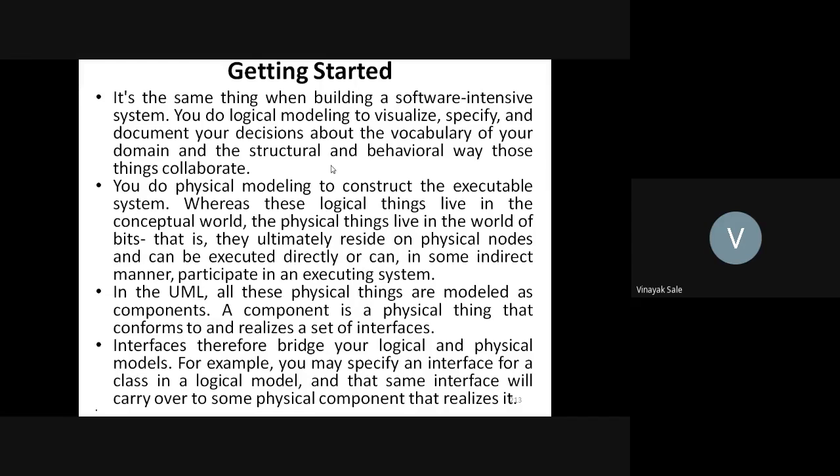The physical things live in the world of bits. That is, they ultimately reside on a physical node, and they can execute directly or, in some indirect manner, participate in an executing system. In the UML, all these physical things are modeled as components. A component is a physical thing that conforms to and realizes a set of interfaces. Interfaces, therefore, are the bridge between logical and physical models. For example, you may specify an interface for a class in a logical model, and that same interface will carry over to some physical components that realize it.